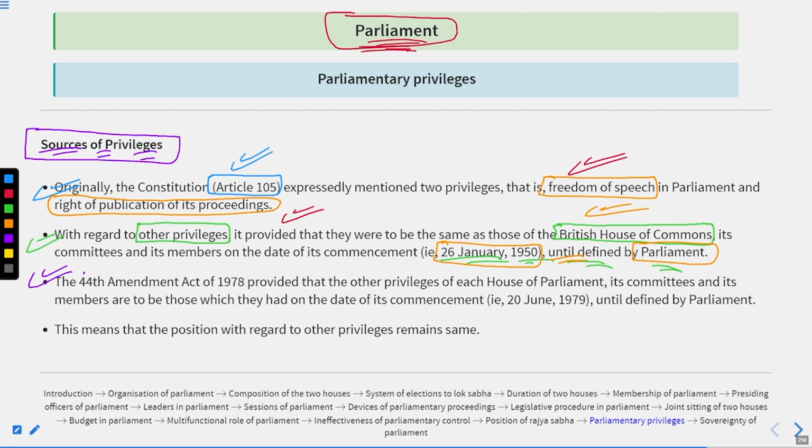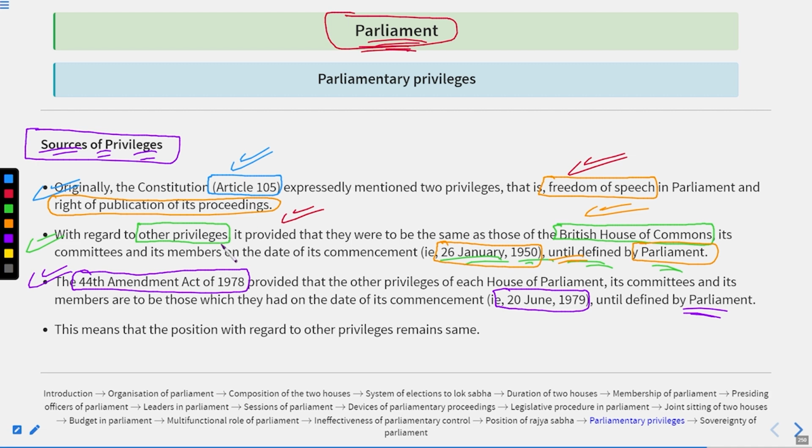After this, the 44th Amendment Act of 1978 provided that the other privileges of each House of Parliament, its committees and its members are to be those which it had on the date of its commencement, 20 June 1979, until defined by the Parliament. So you can say other privileges. We are talking about other privileges. We are not talking about these two privileges, freedom of speech and the right of publication of its proceedings, because these are covered by Article 105.